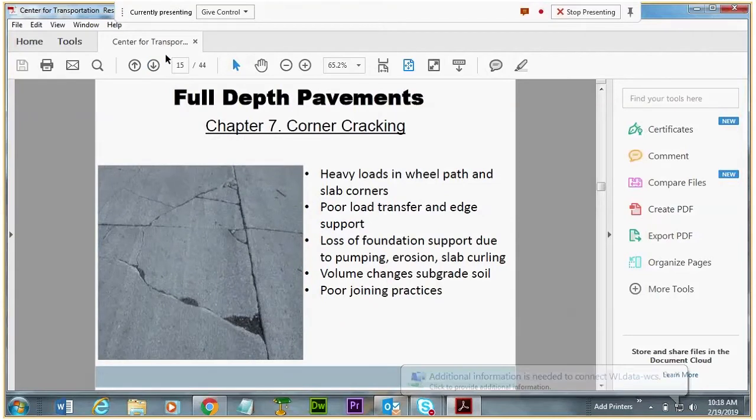Corner cracking, which we see a lot of, unfortunately, but it's true. We do see some heavy loading in the wheel paths and corner slabs when we don't have a proper load transfer and edge support, particularly edge support. Loss of foundation support due to pumping, volume changes of the subgrade, and then the poor jointing practices. Next slide.